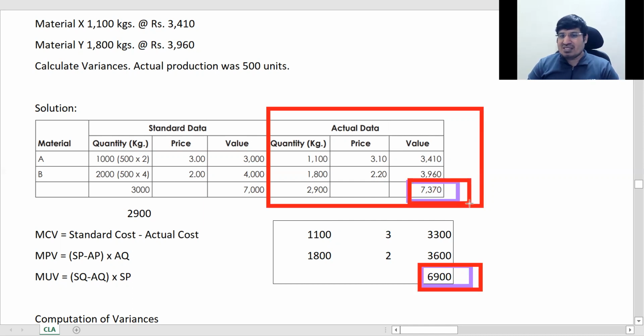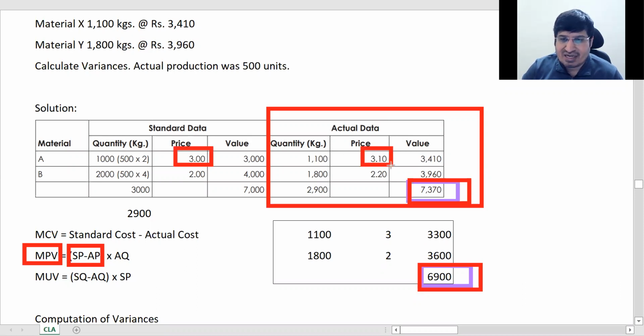ठीक है, so how much it is? Minus 470. ठीक है, समझ में आ गया price variance. Another way of now calculating using formula is here. This is your price variance. Just go for standard price minus actual price. ठीक है, individually. This is standard price minus actual price.